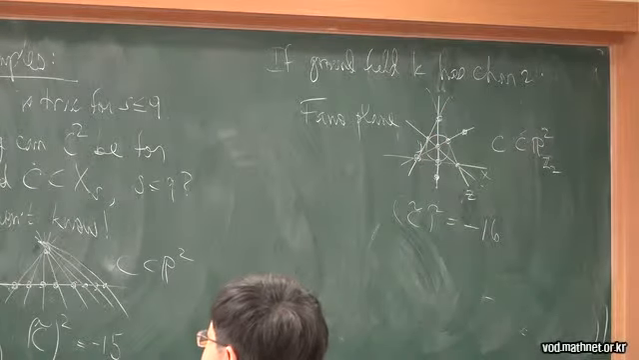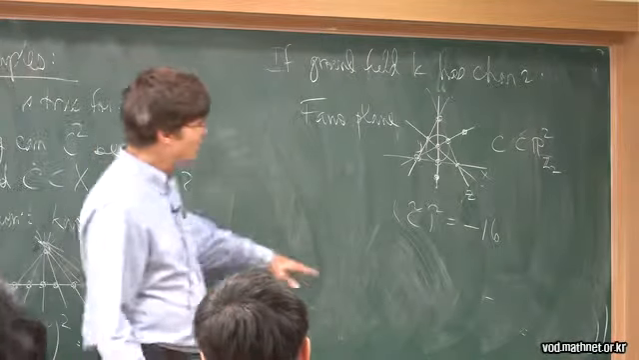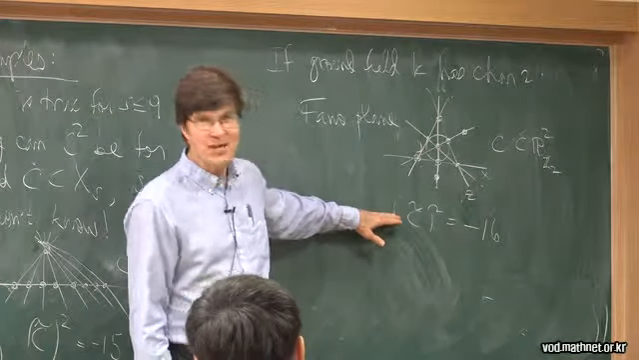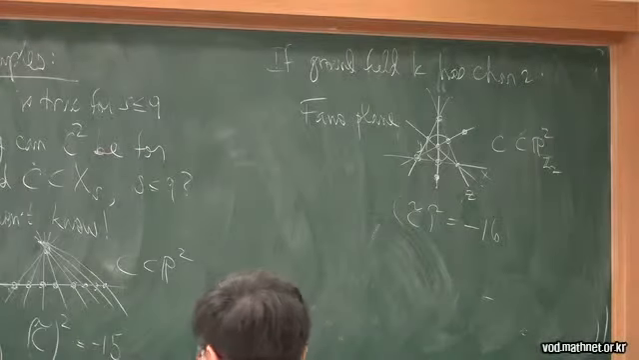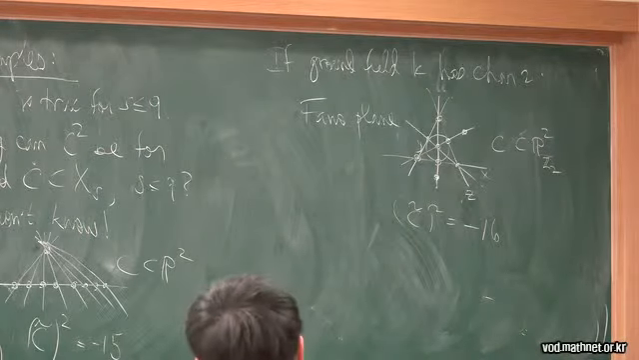But so here's a homework exercise. Beat my example. Come up with a negative 17 or something like that.